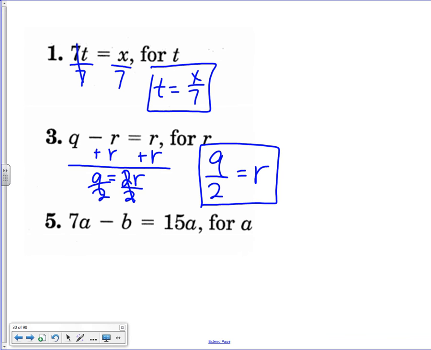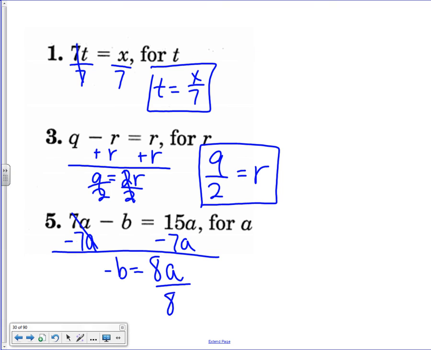Again, we're just going right down the left-hand side of this worksheet. If I'm solving for a, I got to get them together. So I'll move the smaller one over. Negative b equals 8a. Divide by the 8 to isolate. And we get negative b over 8 equals a.